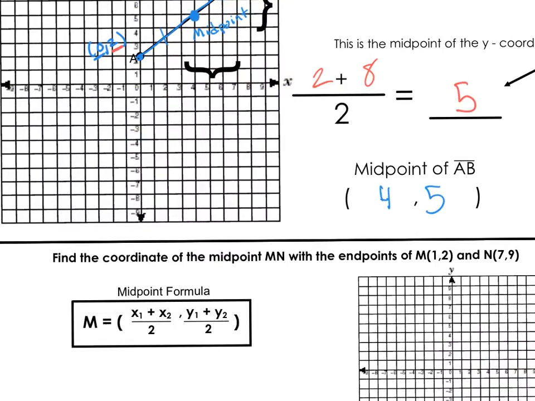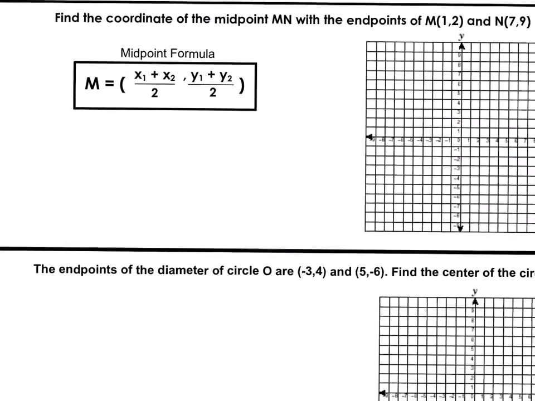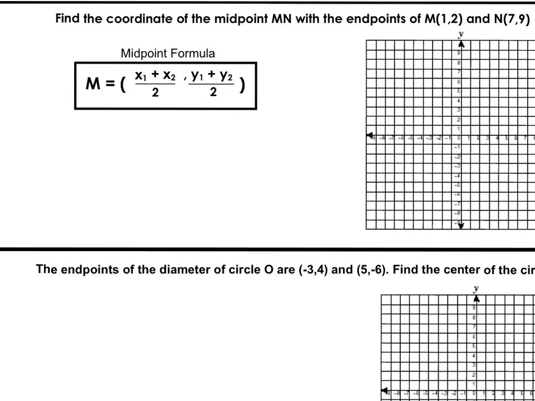So I'll give you the formal version of this formula. The formal version is the midpoint formula is capital M, because small m means slope, is equal to x1 plus x2 divided by 2, comma, y1 plus y2 divided by 2. That's just what the midpoint formula is.